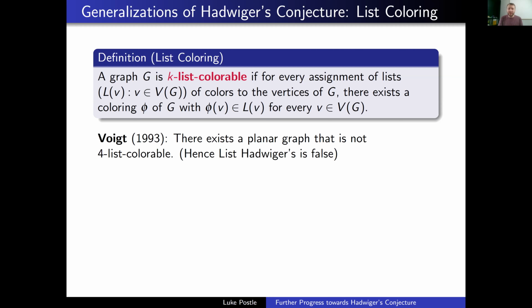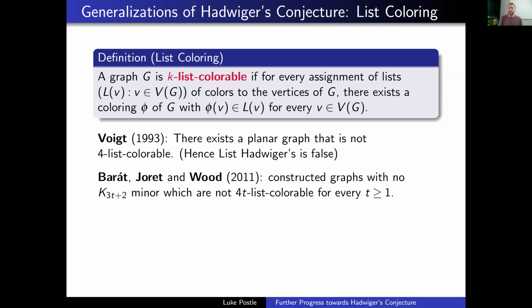So also very well studied. Now you could ask about the Hadwiger's conjecture for list coloring, but actually this is just false. Margit Voigt had shown in '93 that there exists a planar graph that's not 4-list colorable, so list Hadwiger's would be false. You might wonder, maybe it's just off by one, so Thomassen had shown they are 5-list colorable.